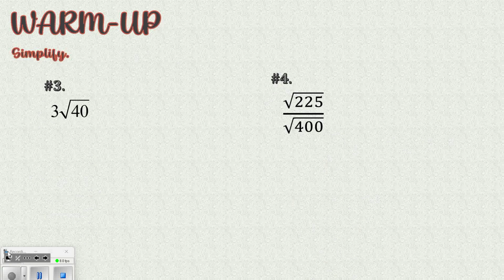Now, you're going to try 2 example problems here. So get out a piece of paper if you don't have one already, and you're going to try these 2 examples.